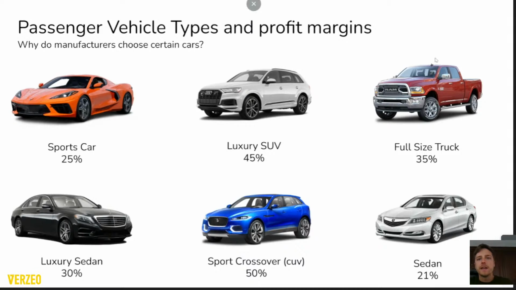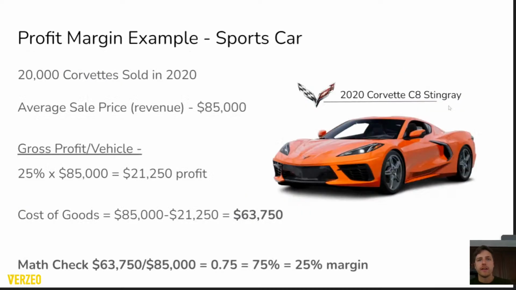Some of these numbers may be a little surprising to you, but we're going to talk about why they are where they're at. So let's use the Corvette Stingray, for example. The 2020 Chevrolet Corvette C8 was a mid-engine Corvette, the first one ever, and it has a lot of really good technology in it. So the Corvette is actually a low-margin vehicle because this technology is expensive to produce. You can't sell it for that much or people would not buy it. So you have to have a reasonable price on the car, but all the technology in the car is really expensive.